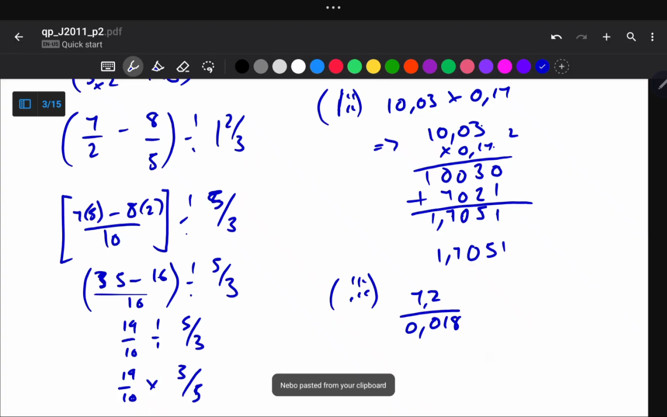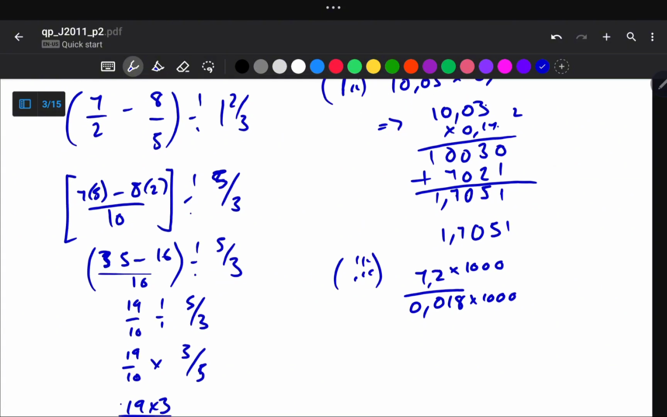So to convert this, how many decimal places are we having here? We are having 1, 2, 3. So we need to multiply 0.018 by 1000 so that it becomes a whole number, and then we need to multiply also the numerator by the same number, 1000. So if we multiply 7.2 by 1000, this gives us 7200 divided by 18.